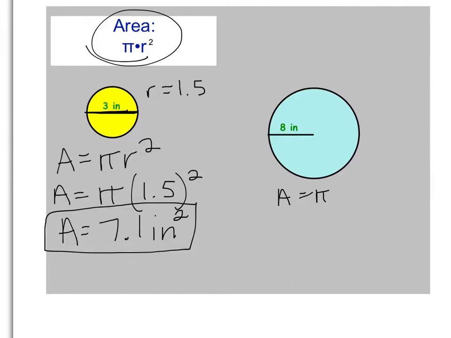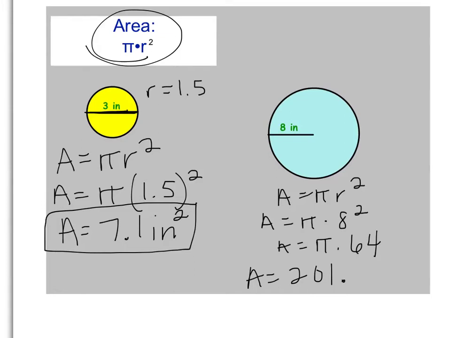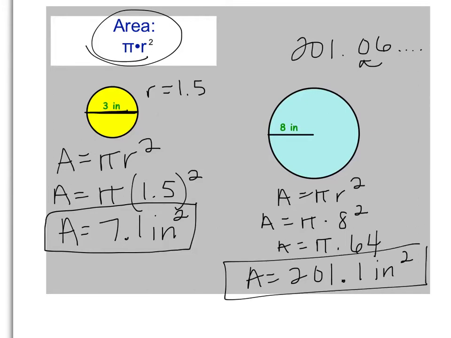Area equals pi times radius squared. So my radius here is 8. So I have pi times 8 squared. That would be pi times 64. And when I put that in my calculator, I'm going to round and get 201.1 inches squared. Because in your calculator, you get 201.06, and it keeps going on. So I'm going to round correctly there to the nearest tenth.